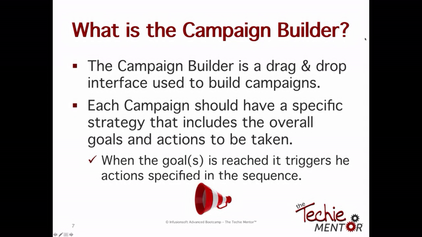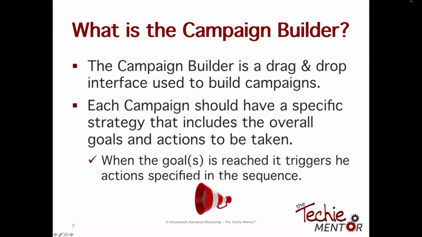When the goal is reached, it triggers the actions in the specific sequence. So for instance, if somebody signs up for your free offer, the actions could be apply a tag and then send them an email. Okay, well, if they don't actually do the action or the goal isn't reached, then obviously that's not going to be sent out. So campaigns are made up of goals, and the goals are what triggers the action. So once somebody completes a goal, it takes the next step in the sequence. So that's really important to understand, that goals drive the campaign. Once a goal has been reached, then an action will be triggered. If the goal isn't reached, then the action isn't done.